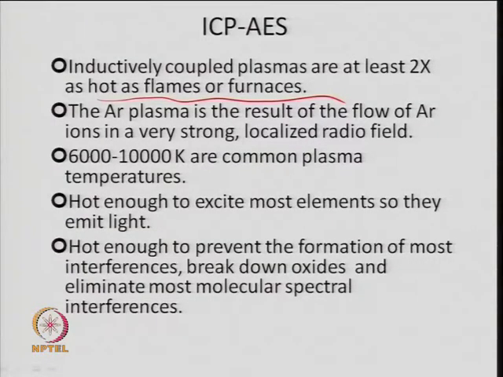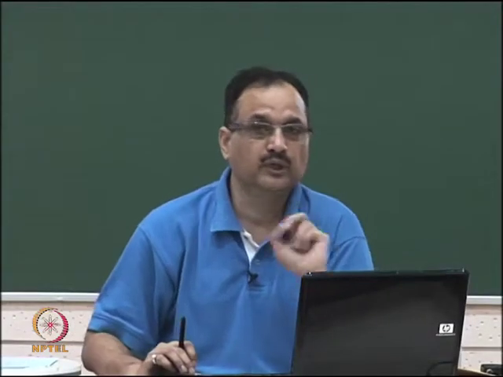A graphite furnace may be required when you have very high temperature, of the order of 1200 degrees centigrade. The argon plasma is the result of the flow of argon ions in a very strong localized radio field. These kinds of lamps are required generally, and it is hot enough to excite most electrons so that they can emit light. They are hot enough to prevent the formation of most interferences, break down oxides and eliminate most molecular spectral interference. So, this is a versatile technique in that it can determine the actual composition of the metal.